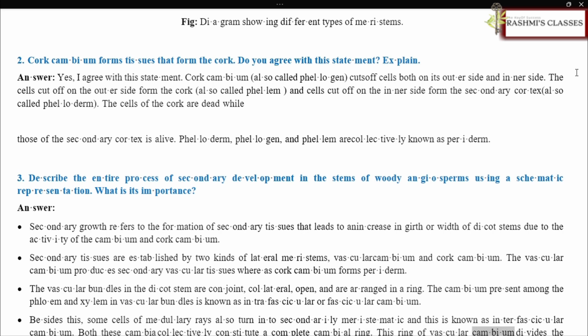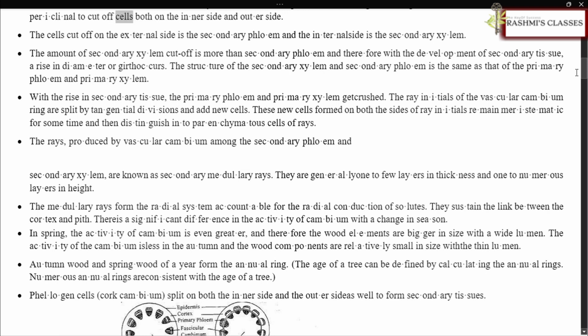This ring of vascular cambium divides periclinally to cut off cells both on the inner side and outer side. The cells cut off on the external side form the secondary phloem and on the internal side the secondary xylem. The amount of secondary xylem cut off is more than secondary phloem, and therefore, with the development of secondary tissue, a rise in diameter or girth occurs. The structure of the secondary xylem and secondary phloem is the same as that of the primary phloem and primary xylem. With the rise in secondary tissue, the primary phloem and primary xylem get crushed.